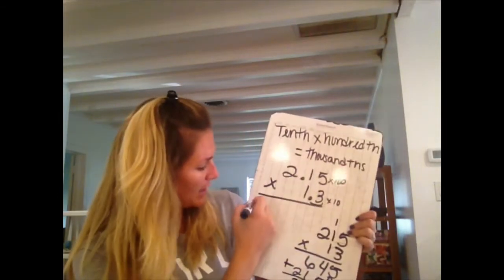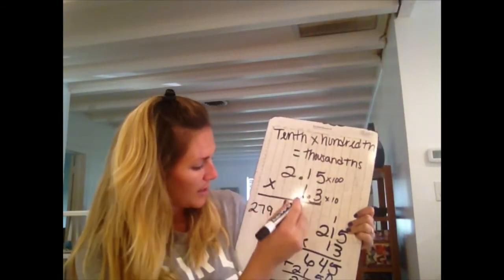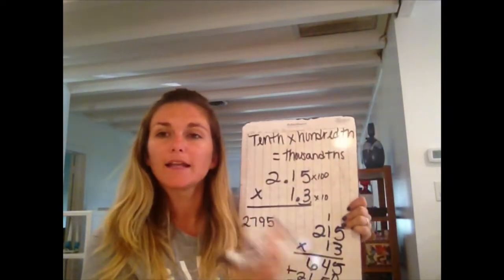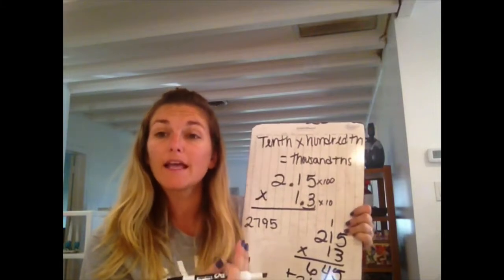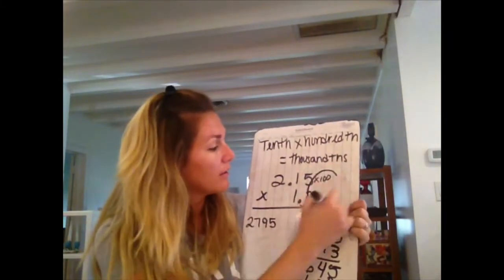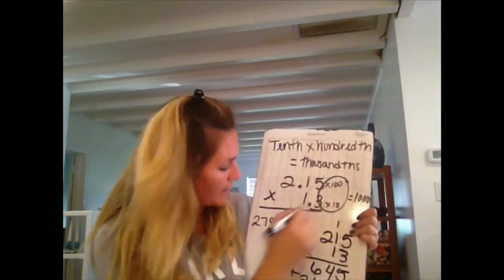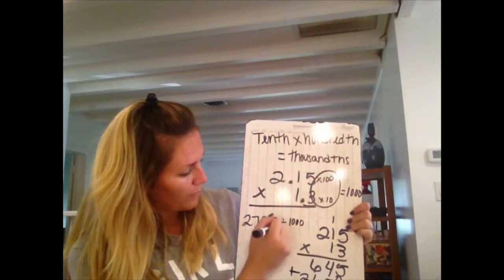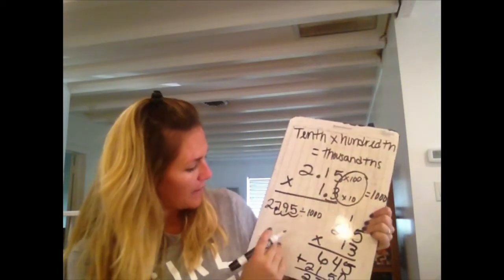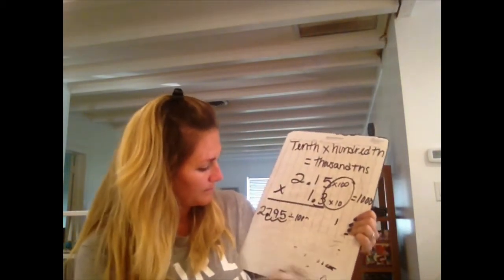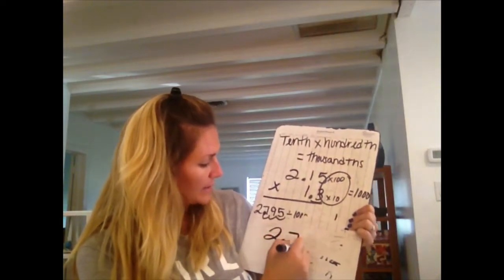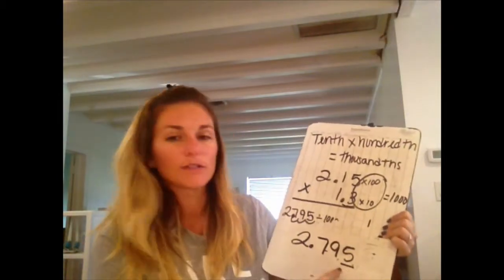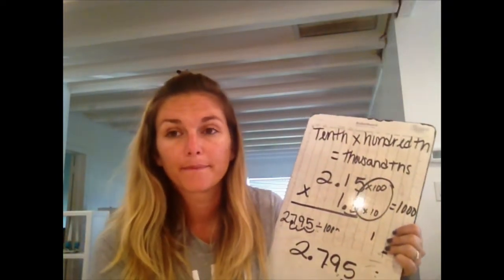okay, now I'm going to take that 2,795, okay, and now because I have 100 times 10, think about it, what's 100 times 10? 100 times 10 is 1,000, okay, so I'm going to divide by 1,000, all right, move my decimal 3 places, and my answer to this problem is going to be 2,795 thousandths. So when you have a 10th times 100th, my answer is going to be 1,000, okay?